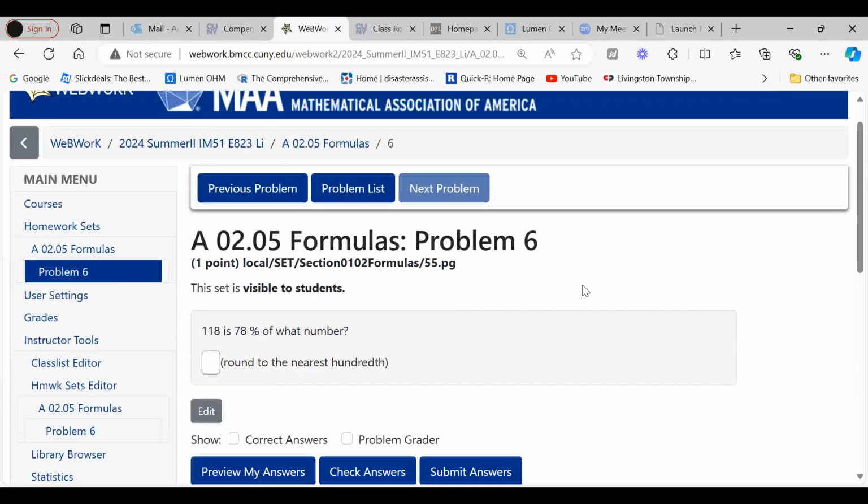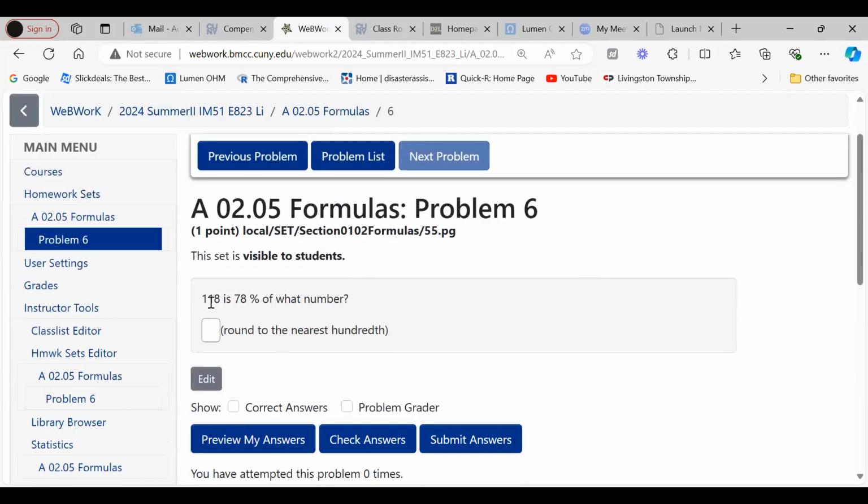Let's try one more question. Okay, so let's try a couple minutes. 118 is 70% of one number. And of, right? Next, on the right hand side of the of is the base. So here we are solving for the base.